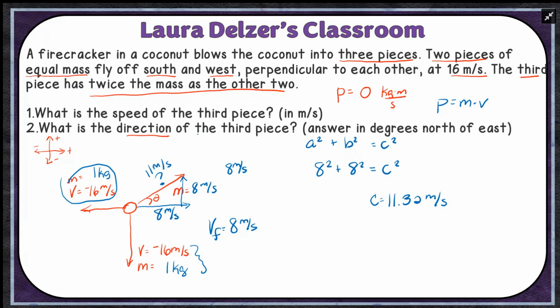So that's going to give us the speed here. We should probably do only 2 sig figs because this gave us 2 sig figs here. So 11 meters per second. And then these two sides are equal, so we know that this is a 45-degree angle. So it's 45 north of east. I hope that helps.